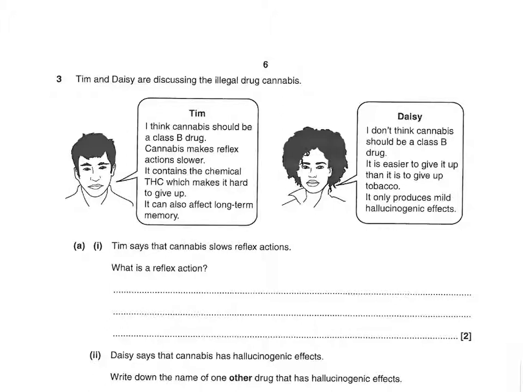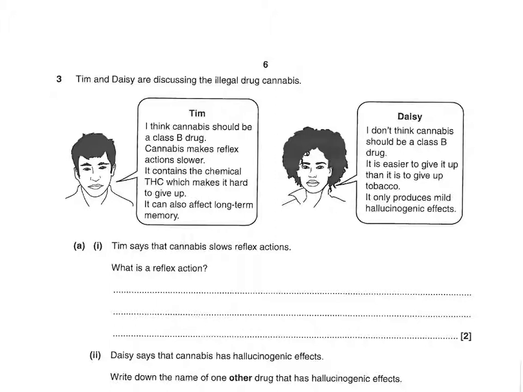So moving on to 3A, it says, Tim and Daisy are discussing the illegal drug cannabis. Tim says, I think cannabis should be a Class B drug. Cannabis makes reflex action slower. It contains the chemical THC, which makes it hard to give up. It can also affect long-term memory. Daisy says, I don't think cannabis should be a Class B drug. It is easier to give it up than it is to give up tobacco. It only produces mild hallucinogenic effects.